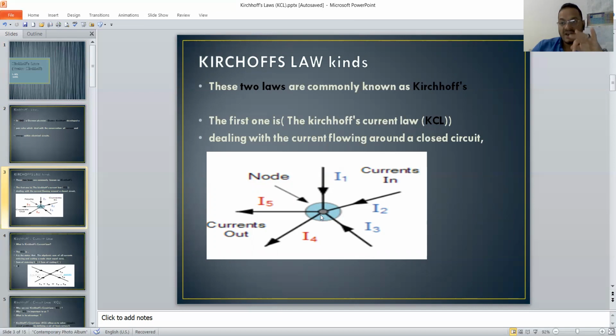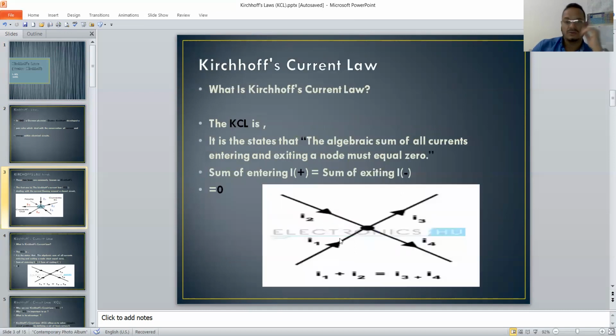We have 3 kinds of situation like that. At the first, all of these currents will be on the same side, all of them going directly to the node. The second type, all of them will be going far away from the closed circuit. And the last one will be mixed. That means some of these currents will go directly to the closed circuit, and the others will go far away from this closed circuit or from this node.